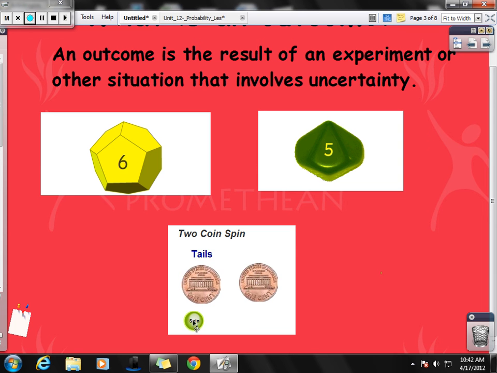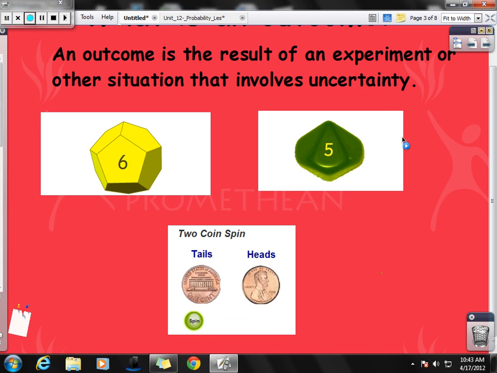Now I can flip both of those at the same time, and they both come up heads. I can flip it again, and now they both come up tails. I can flip it one more time, and they come up heads again. And tails again. Now you might think, man, Mr. Lowe, this is fixed. It's just coming up heads and tails. Well, it is, but it's not really fixed, because it could come up heads or tails.